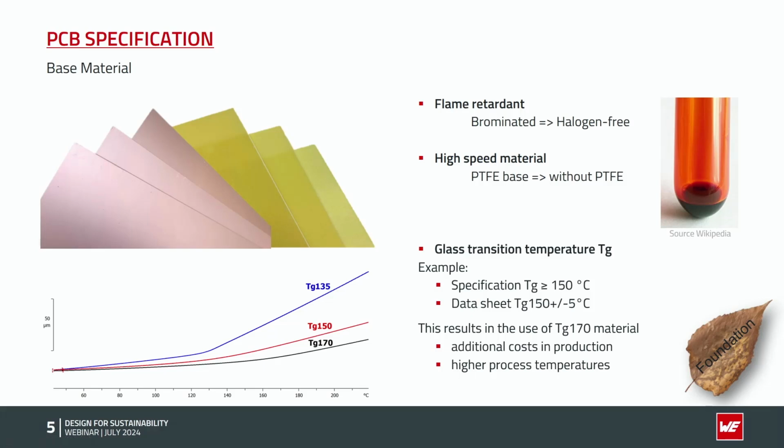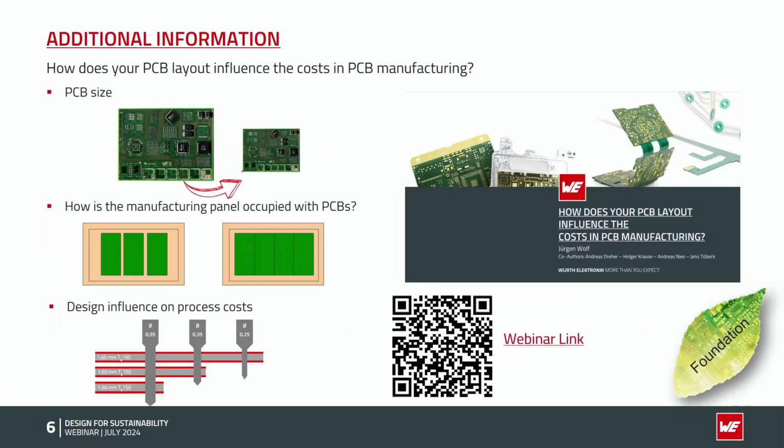So if this foundation in the PCB specification is already wrong, and we want to build a house on this foundation, the foundation is pretty weak, it's not sustainable, and this is a very important impact very early on, before we ever produced a board. So PCB specification is here a very important point very early in the project.